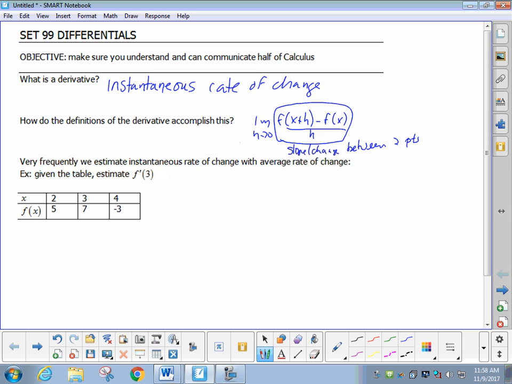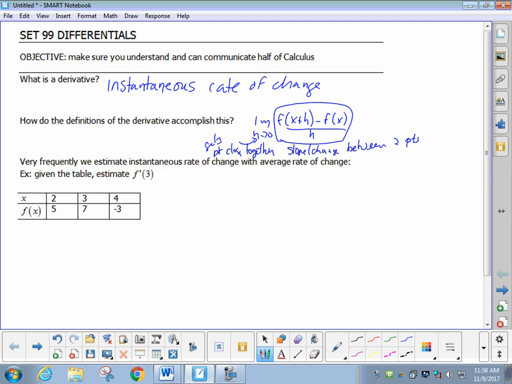And what is this? Yeah, it gets the points close together. And so change, average change starts to become instantaneous rate of change, gets the points close together. That is the heart of differential calculus, not integral calculus, but that is half of all calculus.